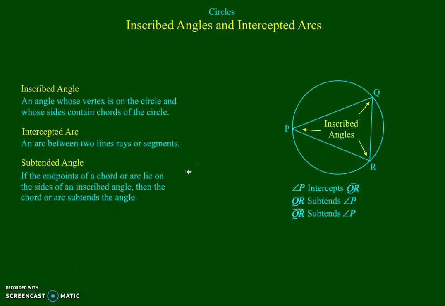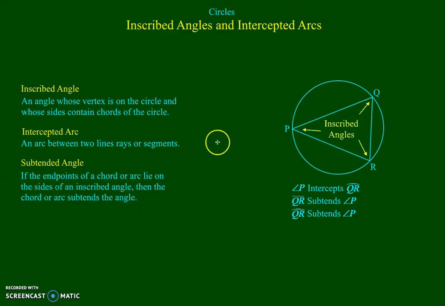Now we're going to look at what happens when two chords intersect inside a circle and they have a common vertex on the circle. In this case, we create an angle, and this type of angle is called an inscribed angle. An inscribed angle is an angle whose vertex is on the circle and whose sides contain chords of the circle. So angle QPR is an inscribed angle. Angle PQR is an inscribed angle, and PRQ is another inscribed angle. This would be known as an inscribed polygon. An inscribed polygon is a polygon whose vertices are on the circle.